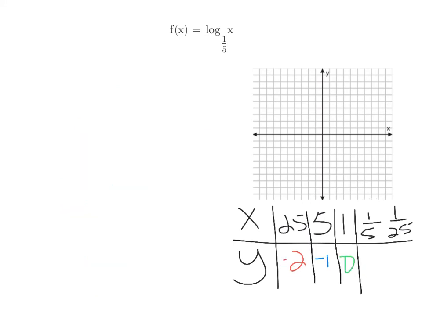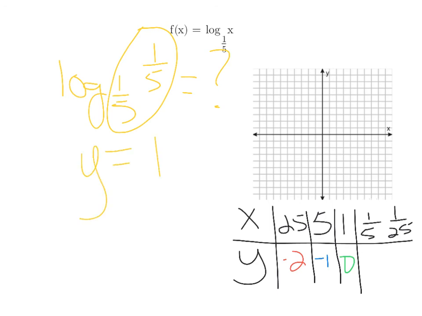Next, we're going to evaluate when our input is 1/5. So I have f of 1/5 equals log base 1/5 of 1/5. Well, if I'm evaluating log base 1/5 of 1/5 equals an unknown number, I notice that my base and my argument are the same. Whenever that happens, remember that our log is equal to 1. Therefore, our output value is 1.